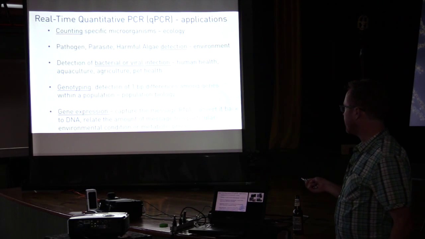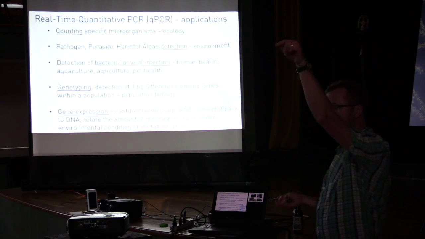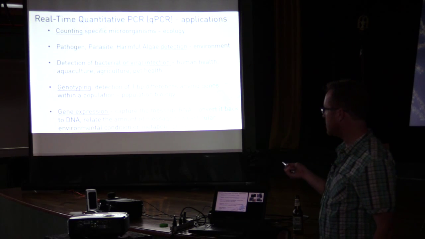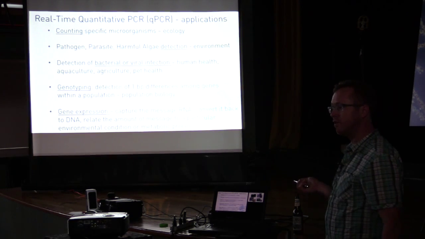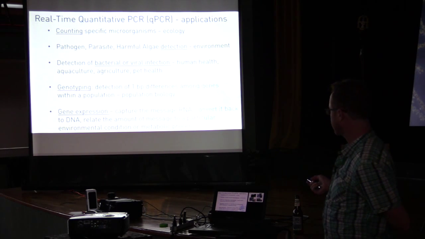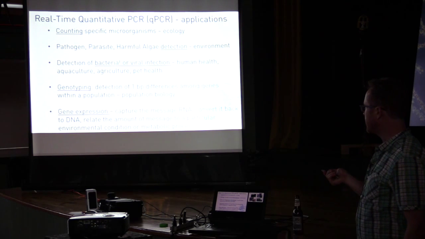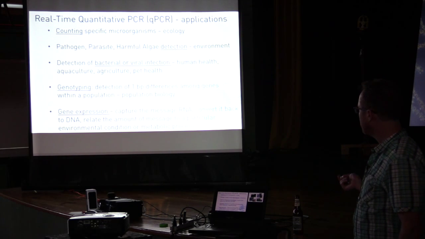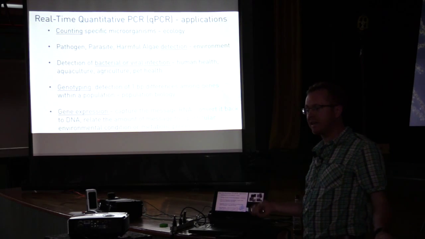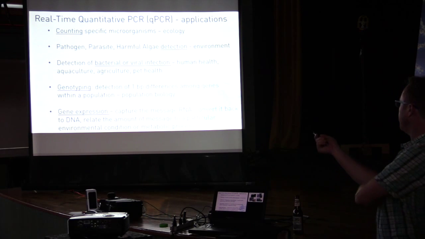It's really useful for pathogen or parasite or harmful algae detection. Jose, who's in the back, and I just got some funding to do a lot of quantitative PCR for some of the parasites of oysters that he's an expert on. So we'll be starting that project probably in the spring of next year. It's incredibly useful for detecting bacterial or viral infections, in human health, aquaculture, agriculture, pet health, right? Your pets get sick, they can't tell you how they feel. Do a PCR, figure out what's ailing them.